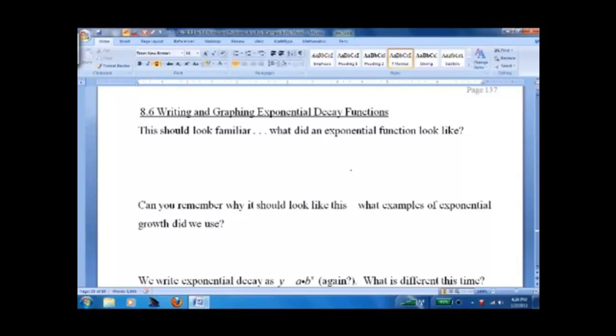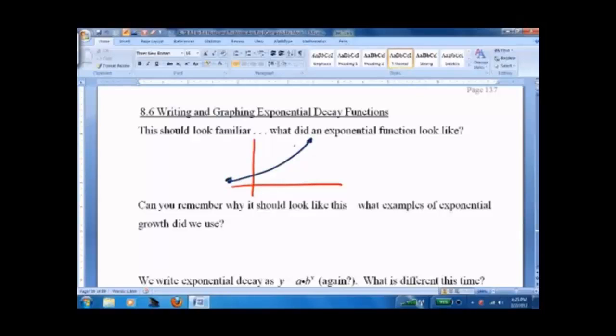Lesson 8.6, Writing and Graphing Exponential Decay Functions. This looks familiar. We just did this. We did exponential growth functions, and growth functions basically get bigger and bigger and bigger.